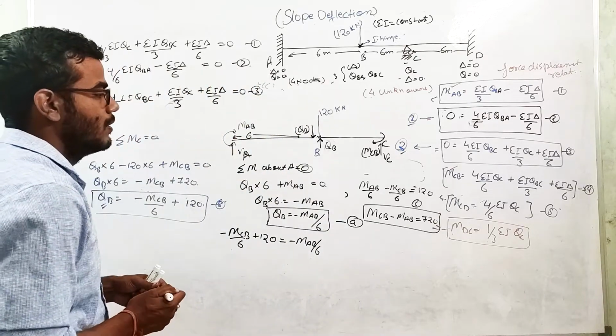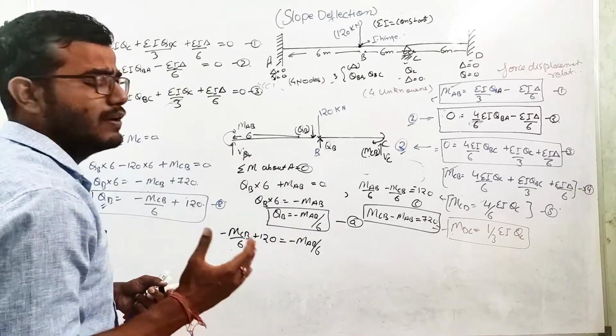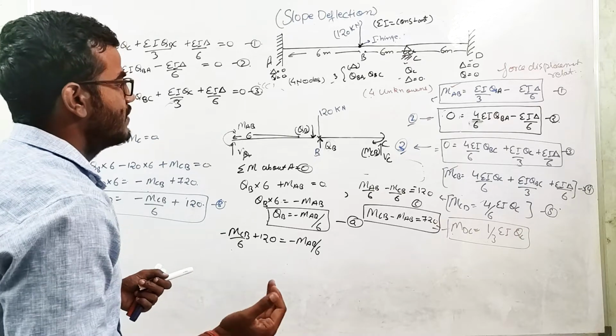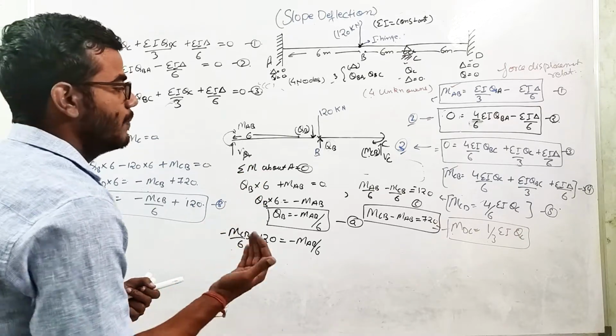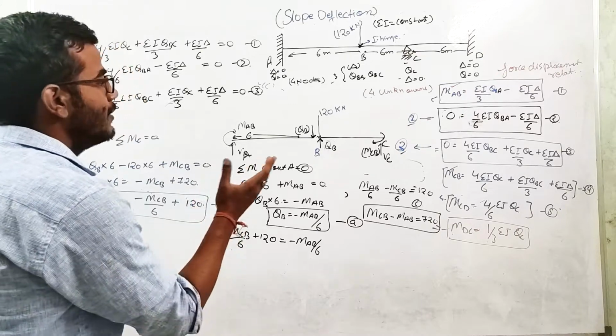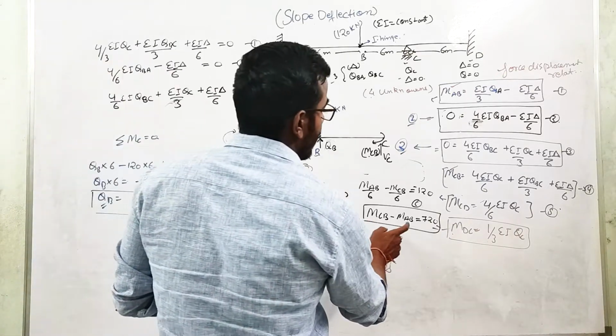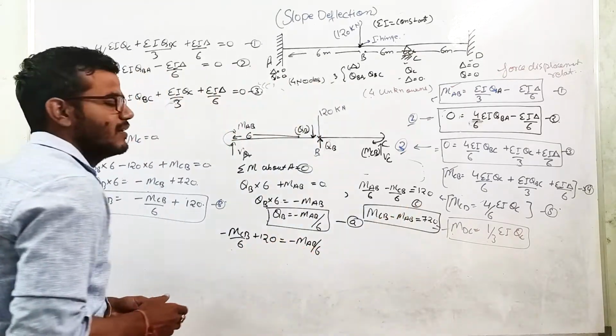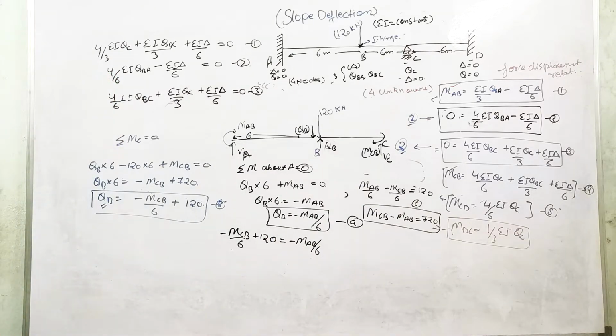Now in this way we'll get the force equation. You can see that this 120 kilonewton load is also coming into the picture. So now let us put these values of MCB and MAB in this equation and get the fourth equation.